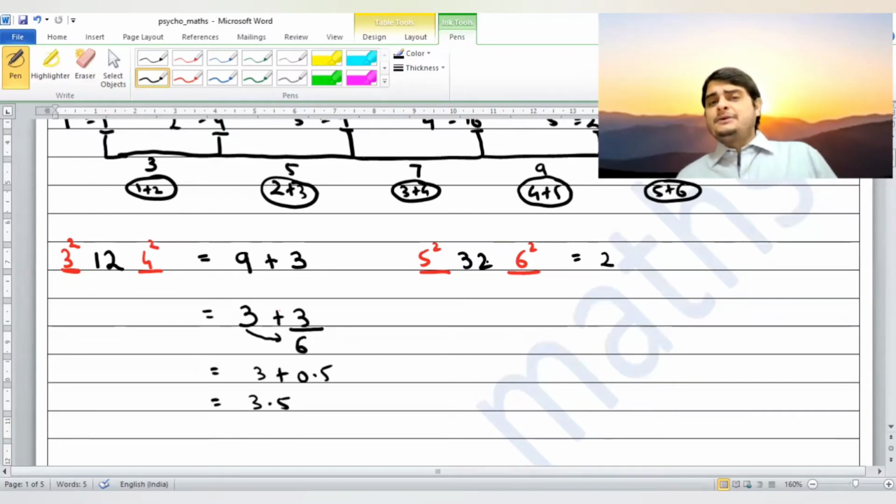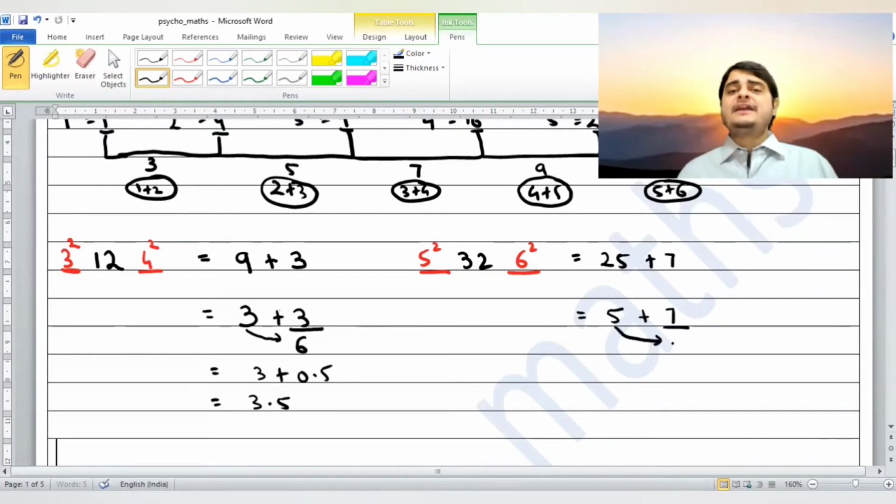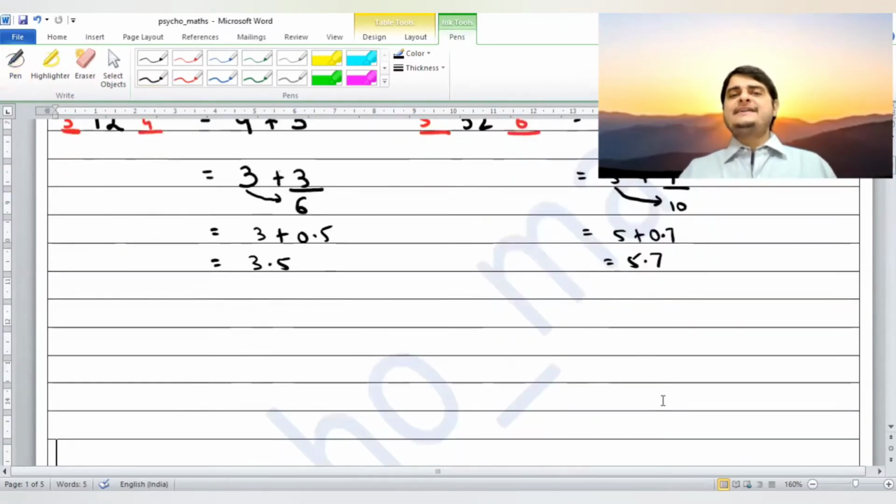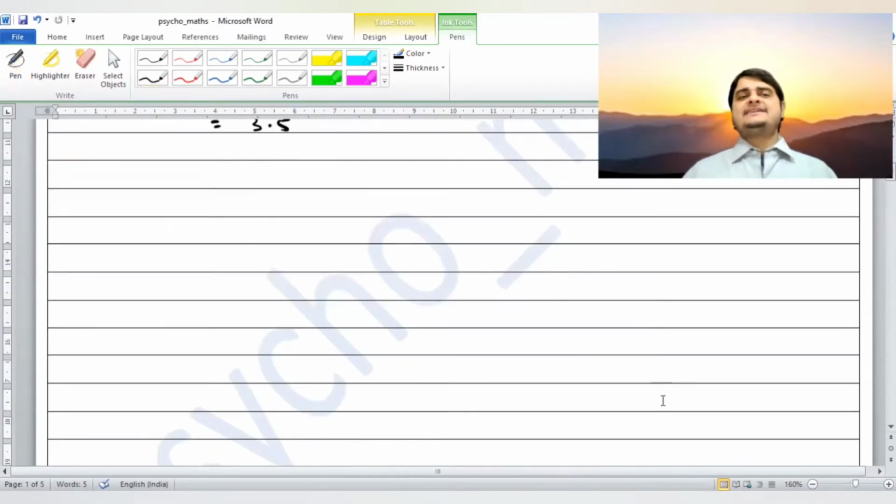Okay. So now what we will write over here: 32 as 25 plus 7, but remember 25 is a square of 5, plus 7 upon double of 5. 7 upon double of 5 is what? 10. So check, 5 plus 0.7, which makes the rounded off answer 5.7. Let's check more. We are not satisfied with this much.